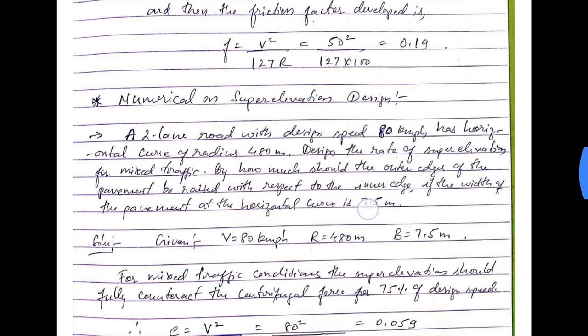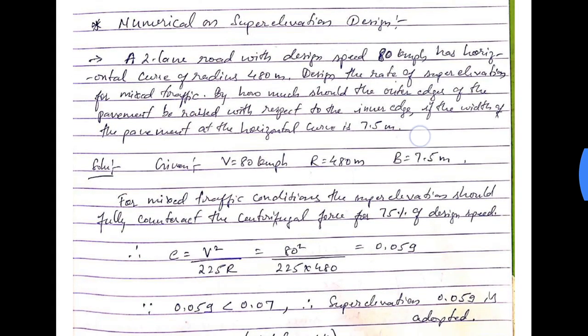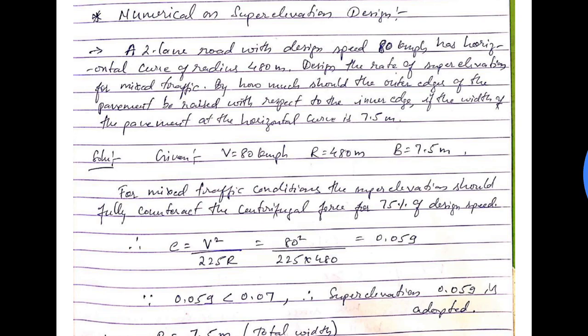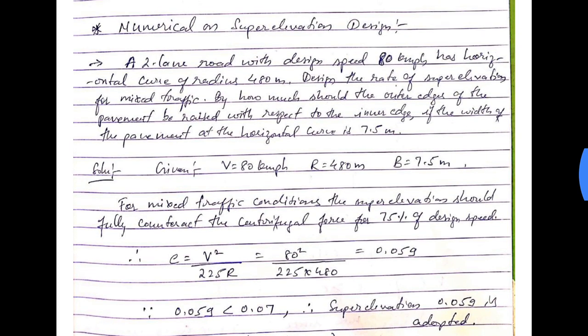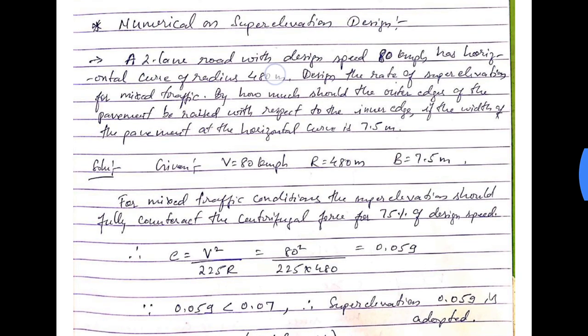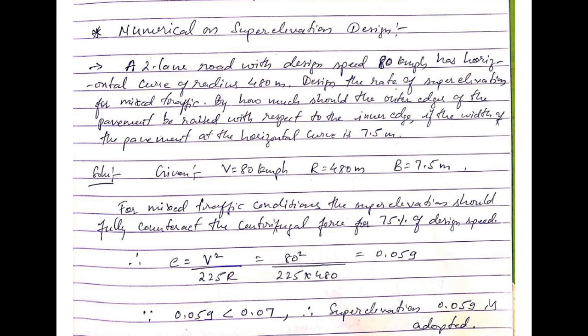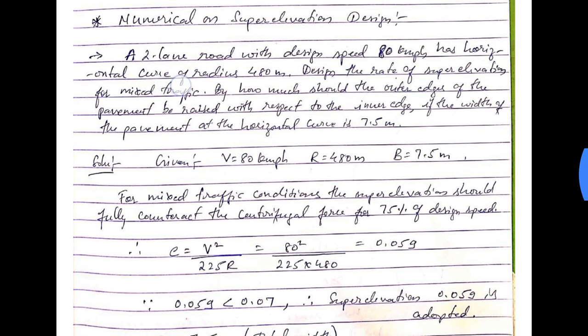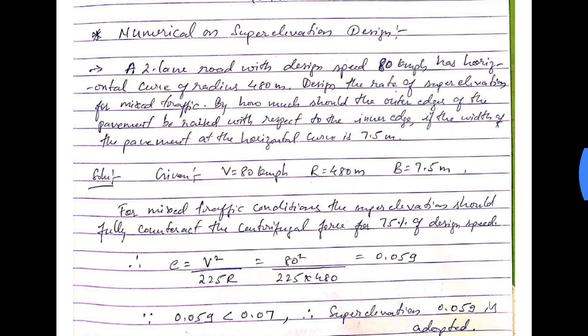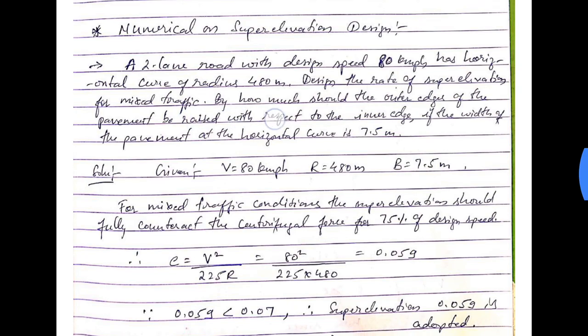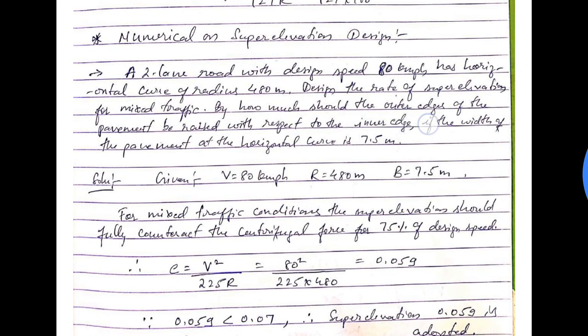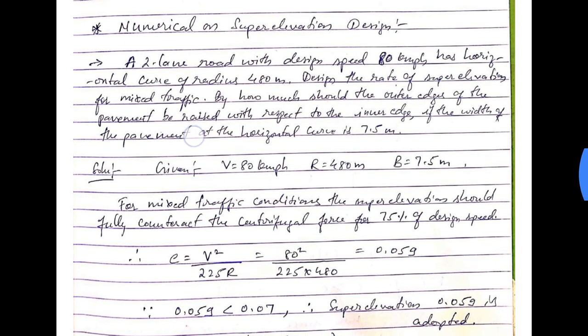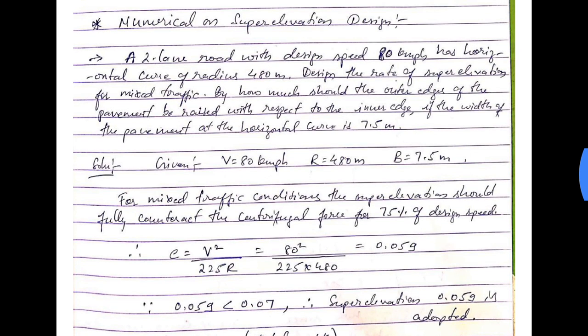This is a problem on super elevation design. A two-lane road with design speed 80 kmph has a horizontal curve of radius 480 meters. Design the rate of super elevation for mixed traffic. By how much should the outer edge of the pavement be raised with respect to the inner edge if the width of the pavement at the horizontal curve is 7.5 meters?